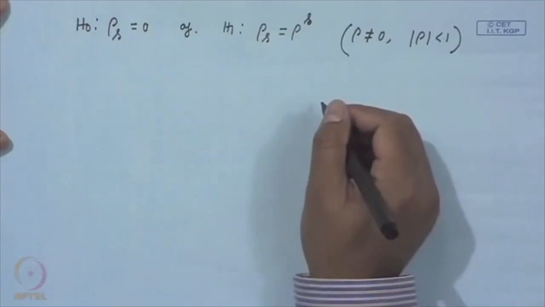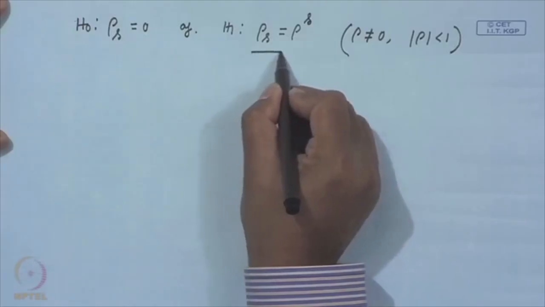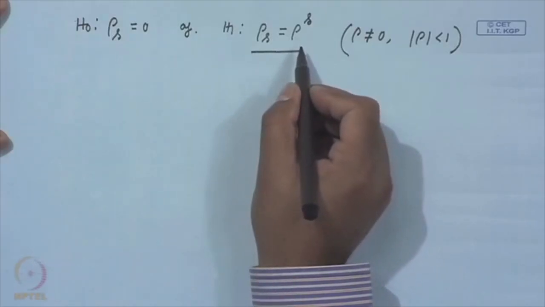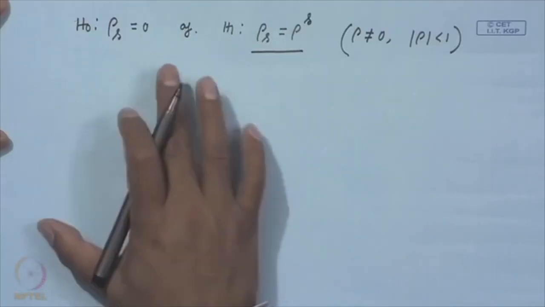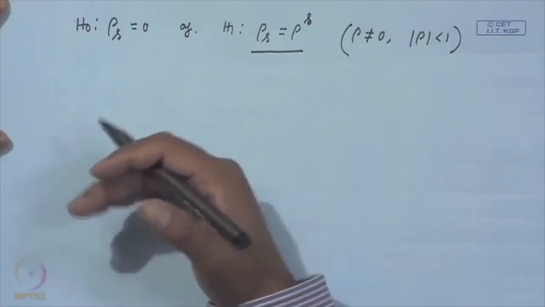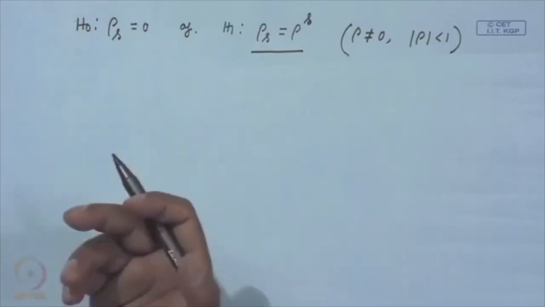Now, what I will do is, why particularly we are considering this alternative, how this alternative comes, we will talk about that a little bit. So, if the null hypothesis is accepted here in our test, we will be talking about one test procedure using the Durbin-Watson test. If the null hypothesis is accepted here, that is rho s is equal to 0, that means there is no autocorrelation in the error. And here we wrote the alternative hypothesis rho s is equal to rho to the power of s.